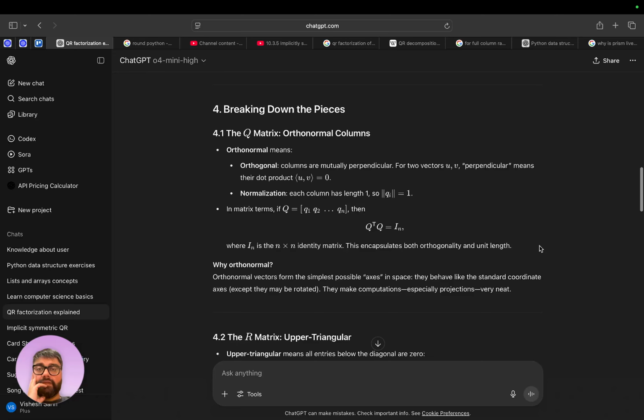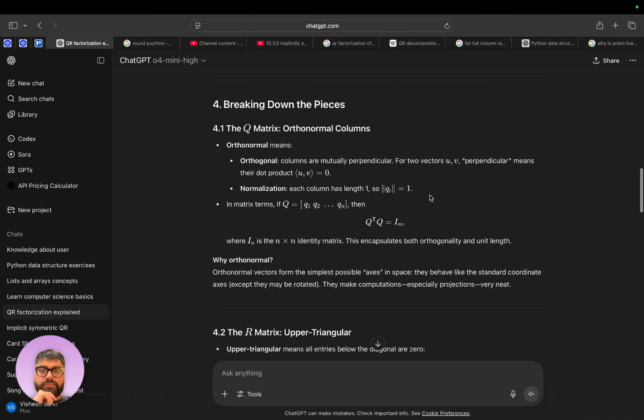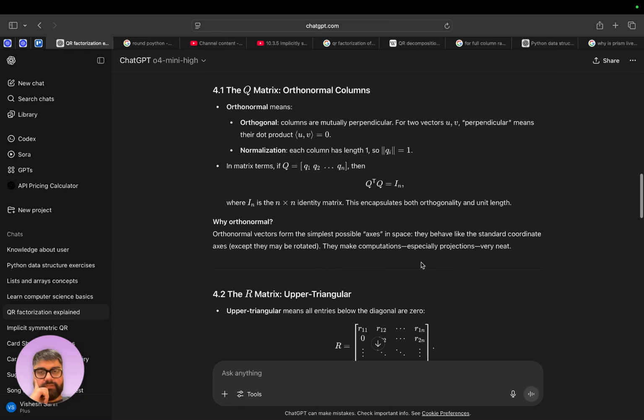So the Q matrix has orthonormal columns, meaning that they're orthogonal and normalized. Orthogonal, they're perpendicular to each other. Normalized, they're all unit length 1. Pretty straightforward. And because they're orthonormal, Q times Q transpose equals the identity matrix, which also means that the transpose of Q is equal to the inverse of Q, which is another thing that's not mentioned here, but it's true.